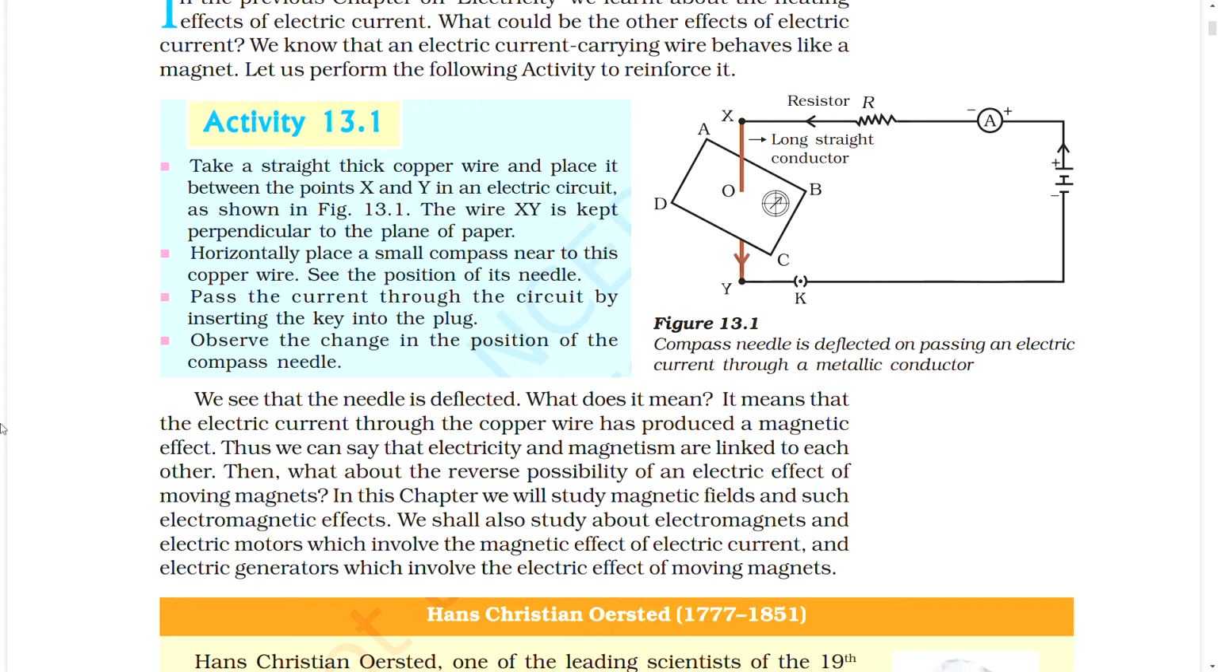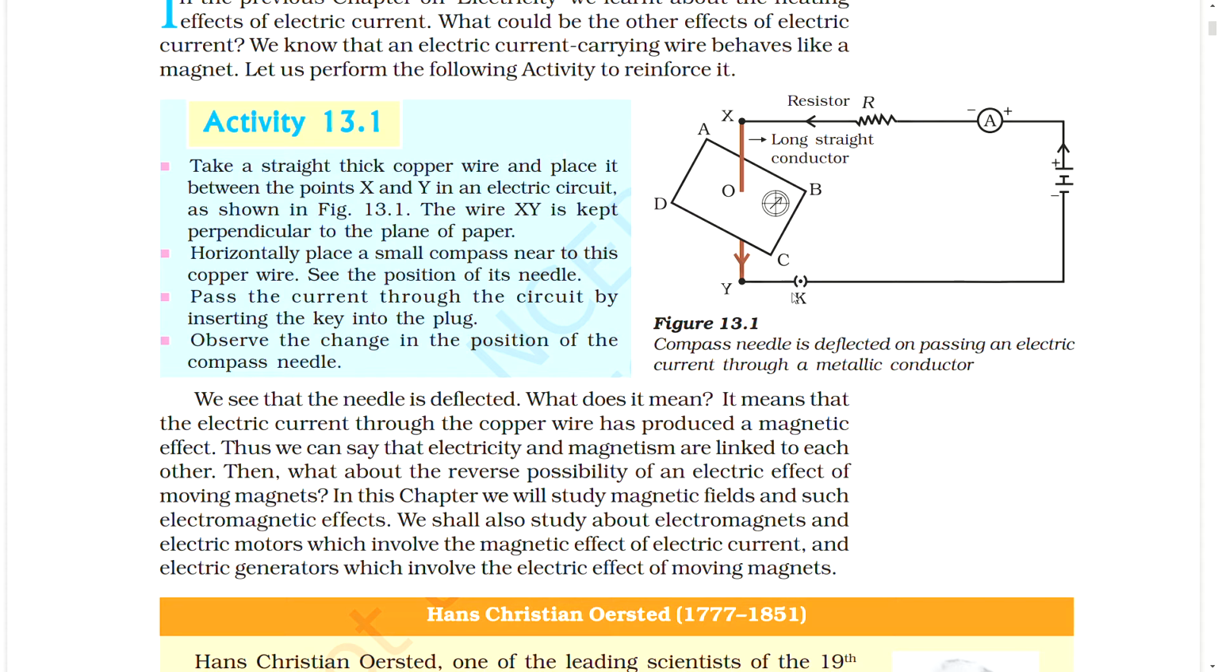Activity: take a straight thick copper wire and place it between the points X and Y in an electric circuit. As shown in figure, the wire XY is kept perpendicular to the plane of paper. Horizontally, place a small compass near to this copper wire. See the position of its needle. Pass the current through the circuit by inserting the key into the plug. Observe the change in the position of the compass needle.